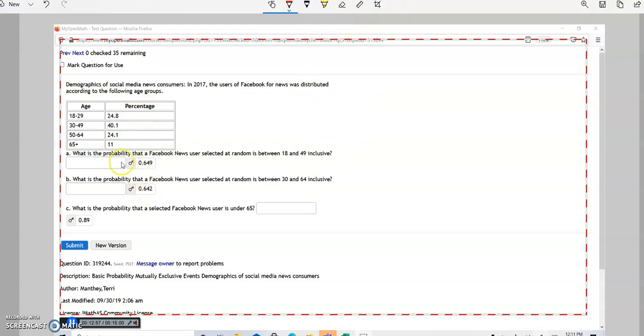So the next one would be between 30 and 64, so that would be adding up these two. And then the last one is less than 65, so that would be just add up all 3 of these, okay? And as decimals, don't forget, so 11% is 0.11.